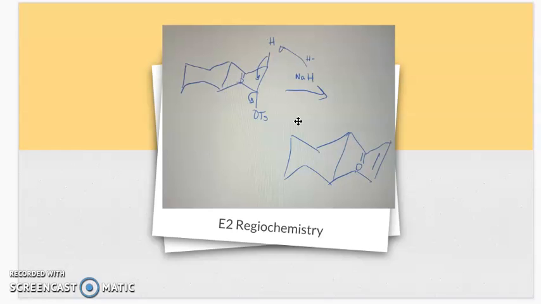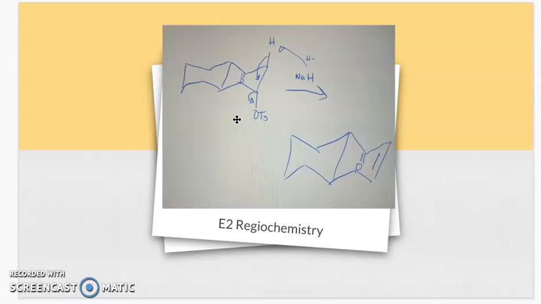So, additionally, it's also important to understand why we're removing a beta proton and not an alpha proton. Here I've switched it to a chair conformation, so it's easier to understand as to why a beta proton is extracted and not an alpha proton, which would be located here.